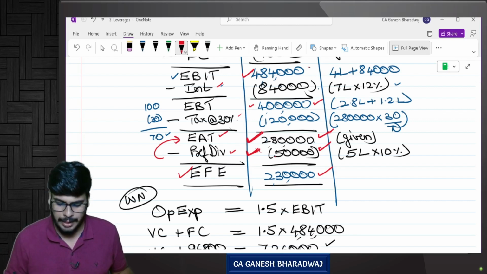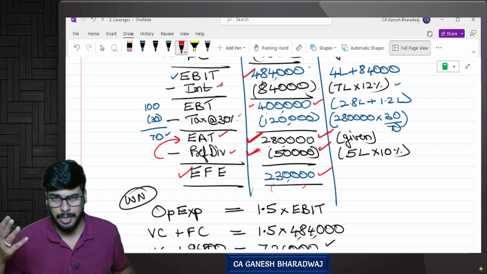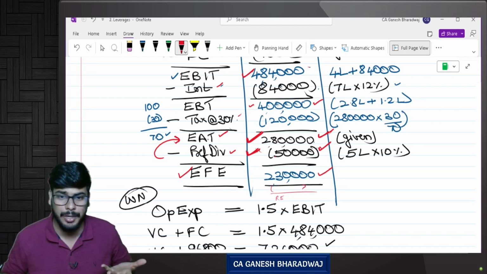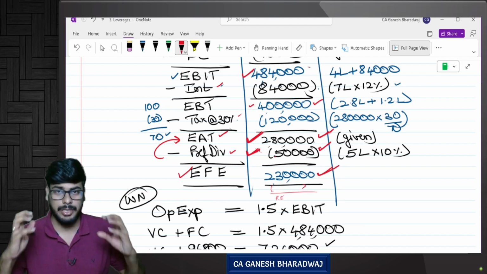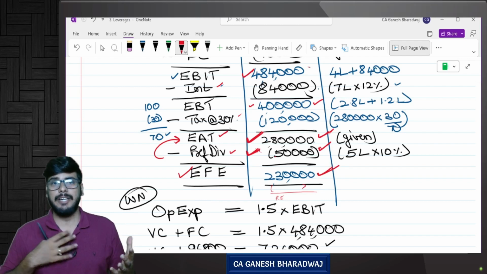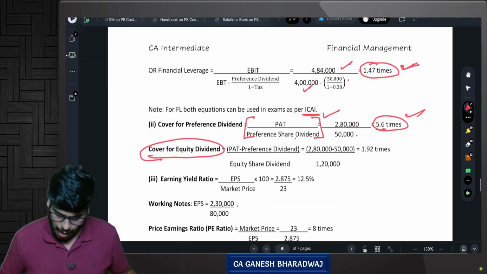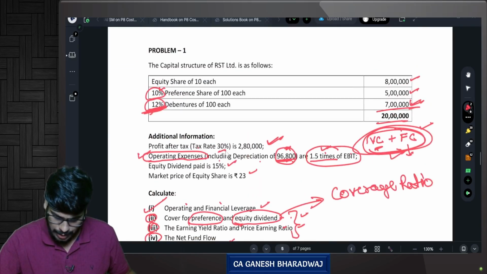So if you want to further extend this, earnings for equity minus your equity dividend, the balance whatever you have is your retained earnings, correct or not? That's how it is going to be. So now out of this earnings for equity only, the dividend will be paid to the equity shareholders. So what is the dividend amount payable to the equity shareholders?